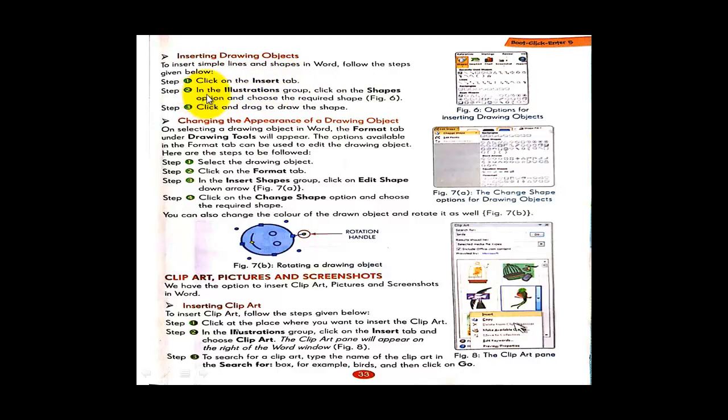Then in step 2, in the insert tab, go to the illustration group. Then click on the shapes option and choose the required shape, shown in figure number 6. As I told you, if the pictures are not visible properly, you can refer to your textbook. Now you have to choose any shape from the shapes given here.